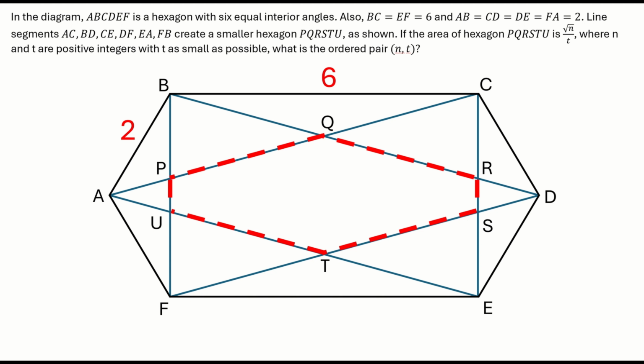Hello everyone. So here we have a nice problem that goes over the concepts of trigonometry, and we have to calculate the area of an internal hexagon formed by the points P, Q, R, S, T, and U. Now they have given us that the area is in the form of root n over t, and we have to figure out the integers n and t to make t as small as possible.